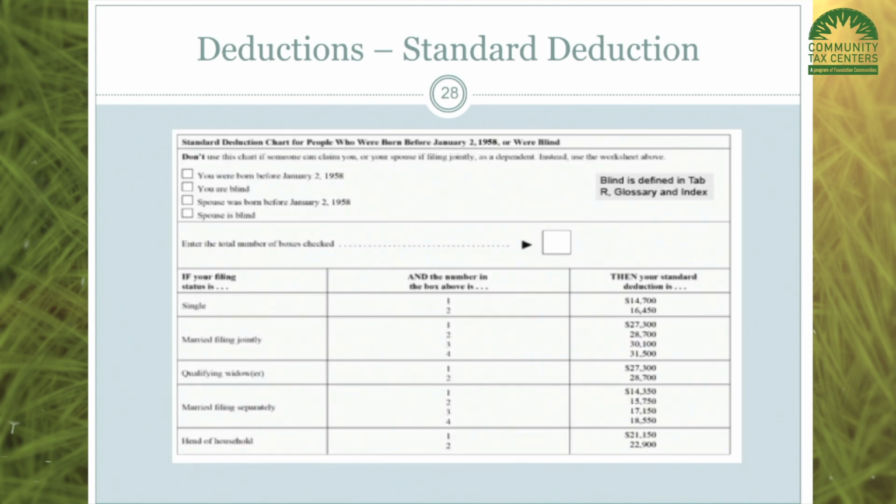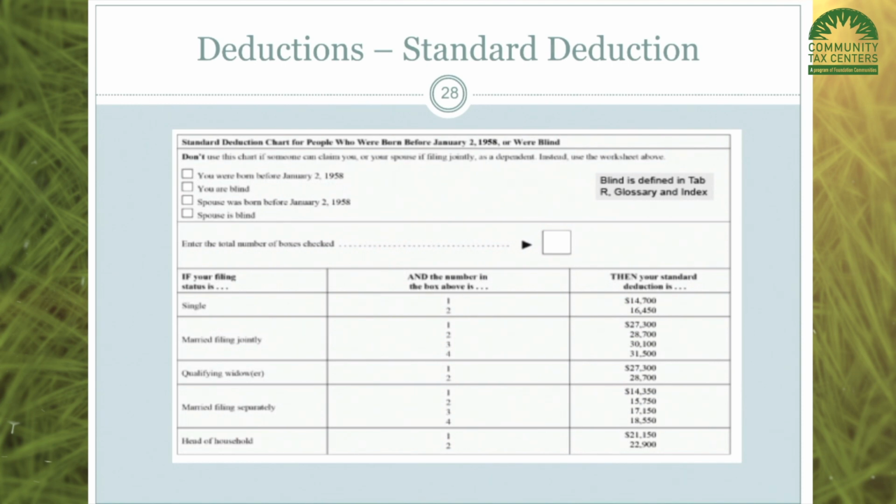So we go to this page. This is in your F2. If we have somebody that's single and, for example, they are 65, we're going to go to single and look at one. So they have one additional qualifying factor. We see their standard deduction is $14,700. So their standard deduction is even higher, which means it's going to reduce their income even more.